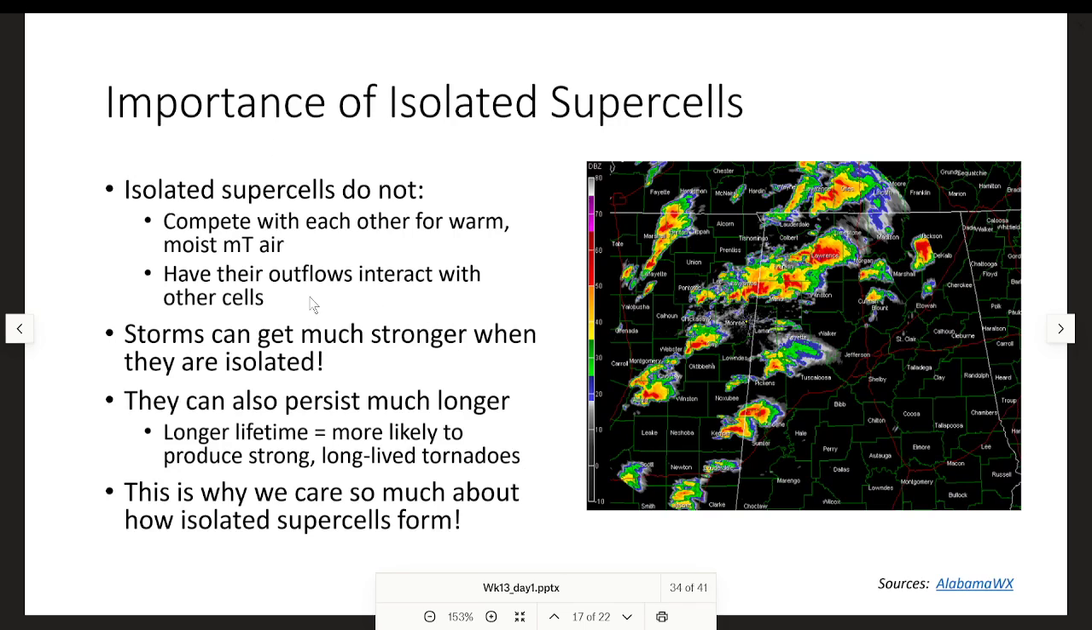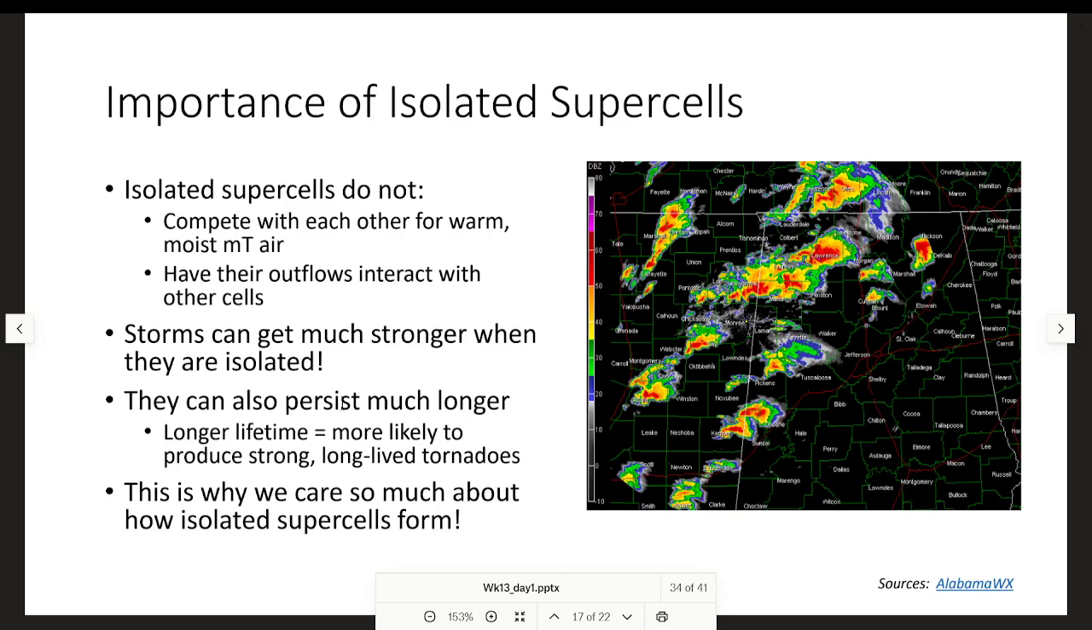Storms can get much stronger when they are isolated. This is true, because they can spin easier and they have more energy to feed off of. They can also persist much longer, so the longer lifetime equals more likely to produce strong and long-lived tornadoes. This is why we care.